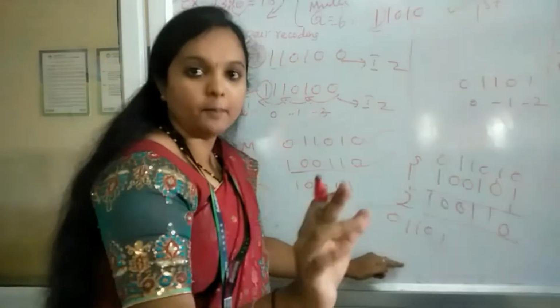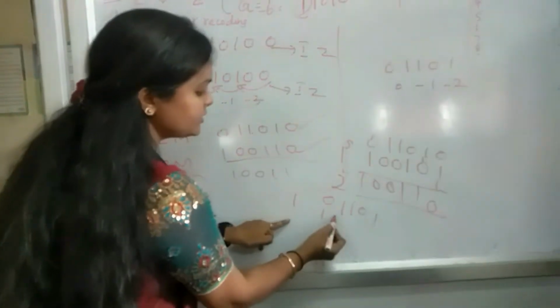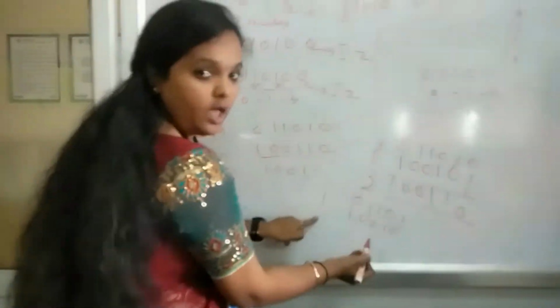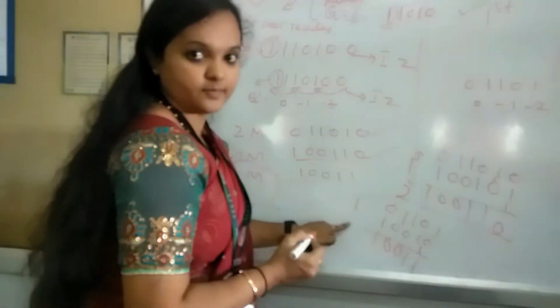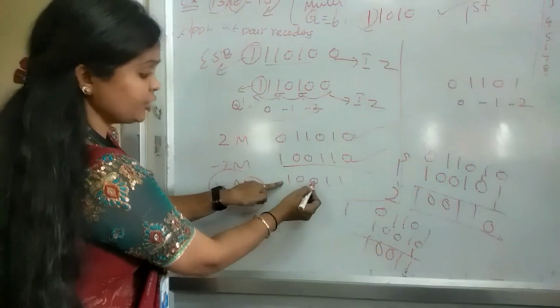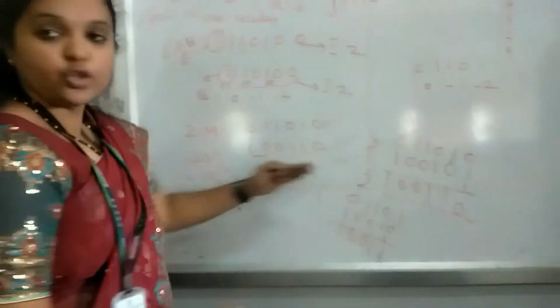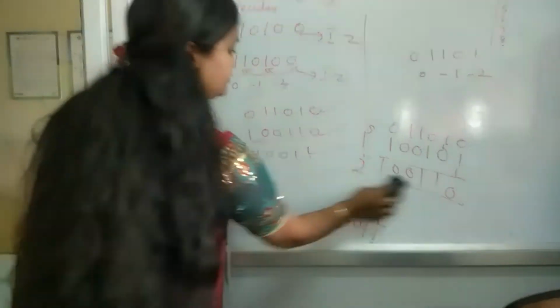For this I am taking the complement. The 1's complement is 1 0 0 1 0 and the 2's complement is 1 0 0 1 1. My 2's complement is now completed.